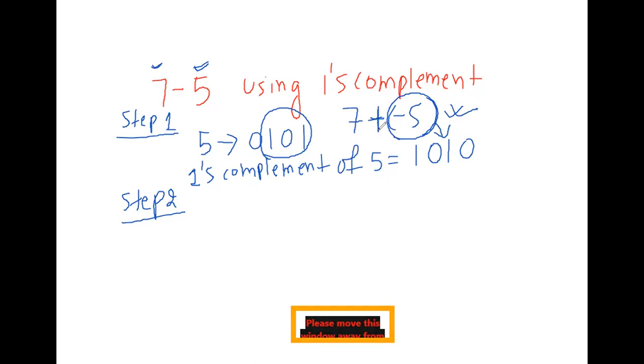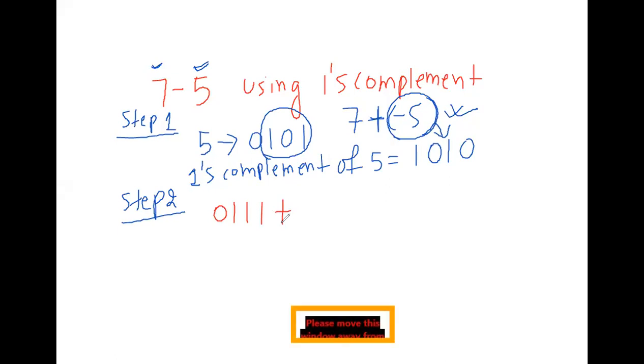You have to add the first number with the ones complement of the second number. Okay, so the first number is 7. What is the binary equivalent of 7? It is 111, so 0, 1, 1, 1. Plus the second number.